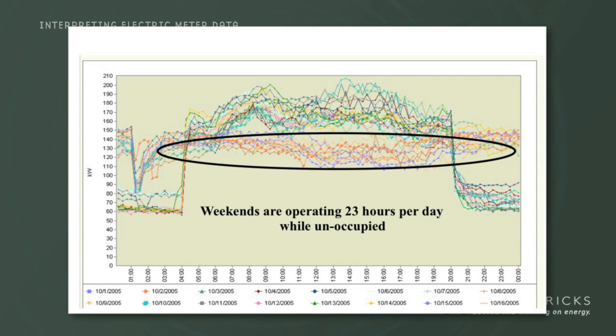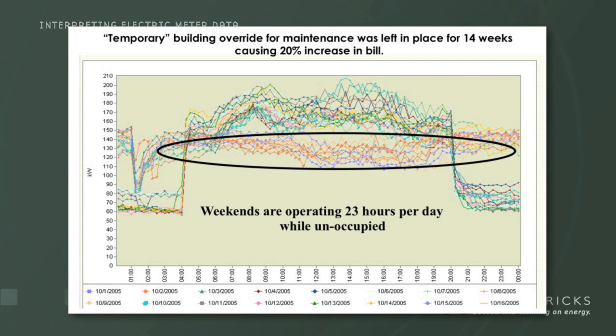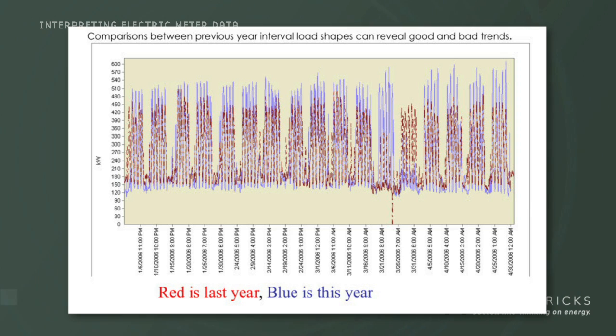This override was managed by a simple override command in the heating and ventilation system and was left that way for over 14 weeks. This caused a 20% increase in their bill from operating on weekends when nobody was around. Once I brought this to their attention, this customer was able to turn that override off and return to their normal operating schedule.